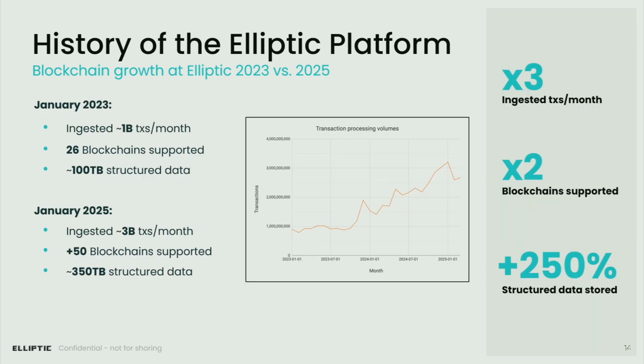And just to show some numbers here, we can see the graph, which starts very small, but grows considerably, from 2023 to 2025. You can see that in January 2023, we ingested 1 billion transactions. Two years later, we tripled that. The number of blockchains supported, we doubled. And the amount of structured data in the platform, again, we tripled. So our platform started to see more blockchain data, the costs were rising, and we had to do something.